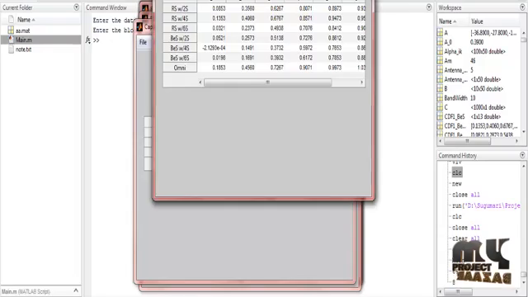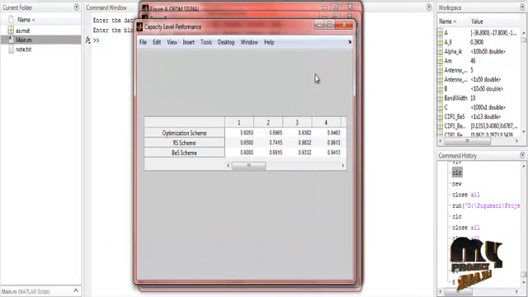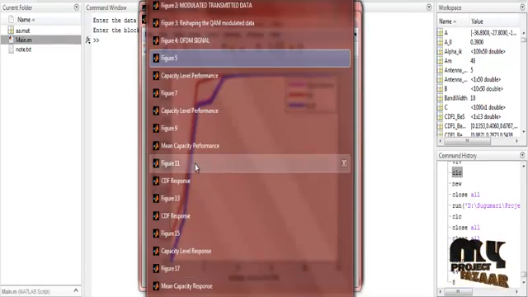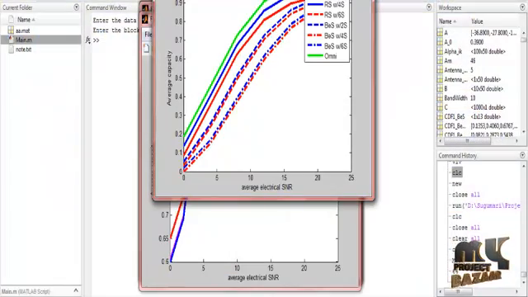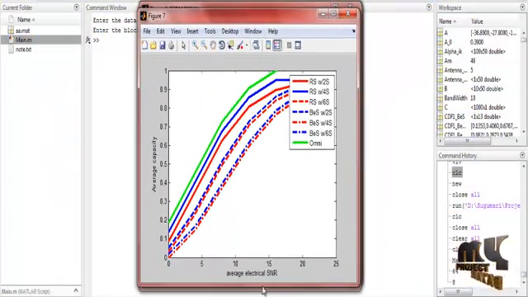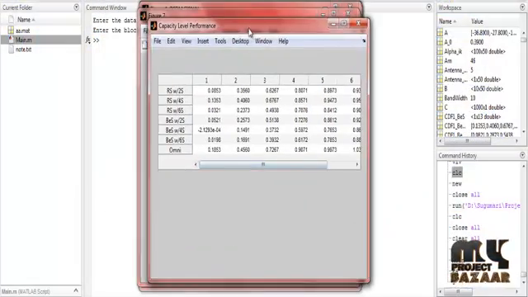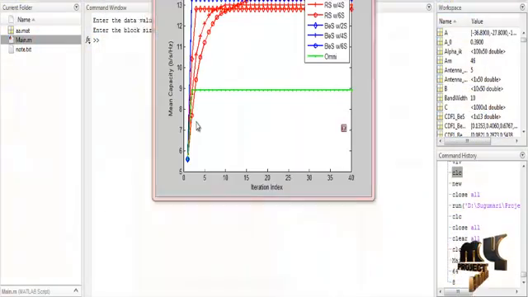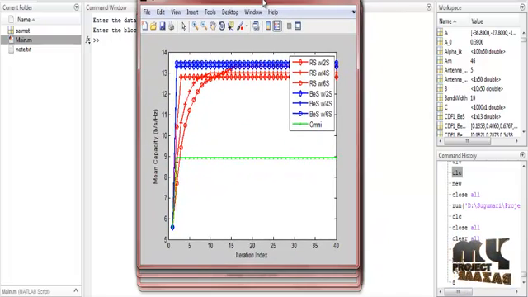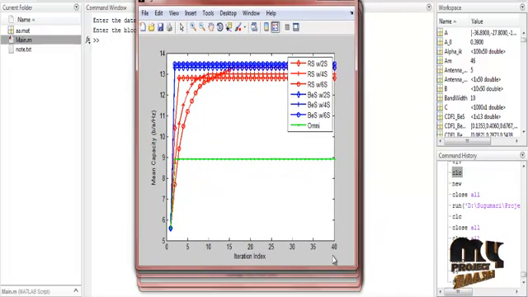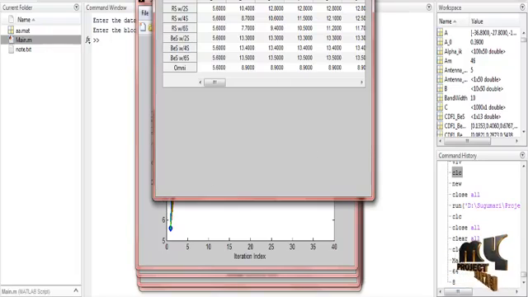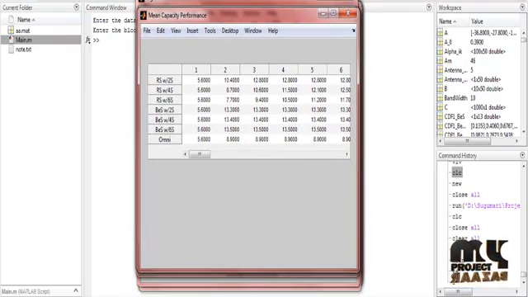And then the next figure, while transferring the data, in this figure the average electrical SNR, the same process for the average capacity, so that value is displayed in the values of capacity level performance. And then in another figure, that is the iteration index, from 0 to 40 iterations, what is the mean capacity value for RS and omnidirectional pattern. That value is displayed in this mean capacity performance of the process.